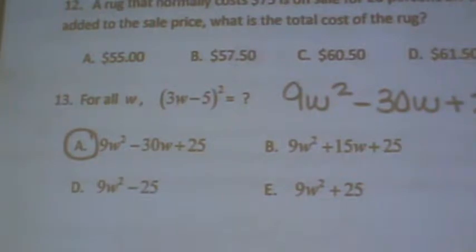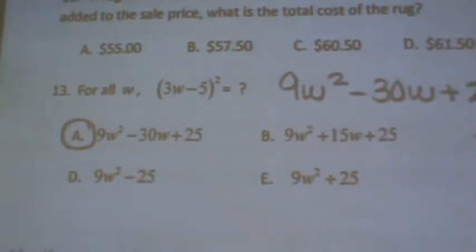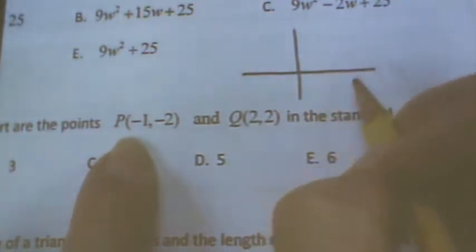Number 14. If you were to plot those 2 points, they want to know the distance between them. Where is P? P is -1, 2. So I'm going to just draw a little rectangular coordinate system. -1, 2, I'm going to call that right there. And then 2, 2 is right here.